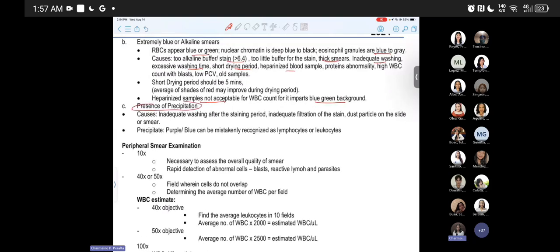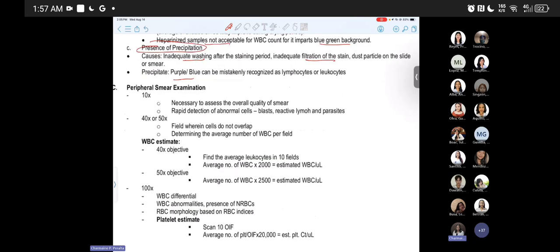When does precipitation occur? With inadequate washing or inadequate filtration of the stain. What is the color of the precipitate? Purple to blue, and it can be mistakenly recognized as lymphocytes or leukocytes. Next, peripheral smear examination. We always start at 10x. This is necessary to assess the overall quality of the smear. With the 40x and 50x objectives, we look for a field where cells do not overlap.